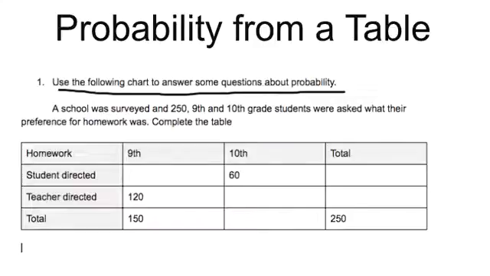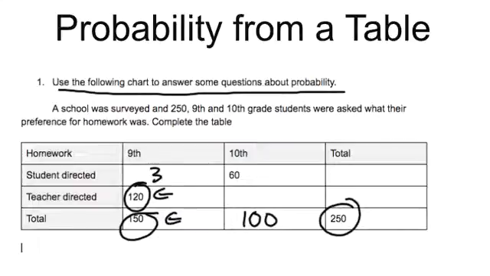So we know that the total number of students was 250. I can see here that 150 of them were in ninth grade. So how many would be in 10th grade? Well, that would be 100. Now, I know that there were 150 students in ninth grade and that 120 of those preferred teacher-directed homework. So what do I need to add to 120 to get 150? Well, that would be 30. So that would be 30 there.